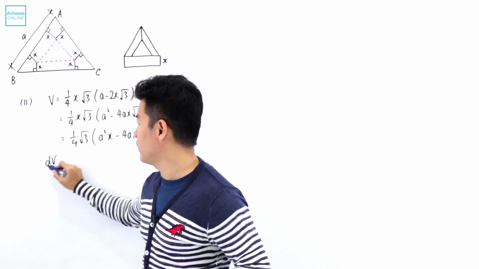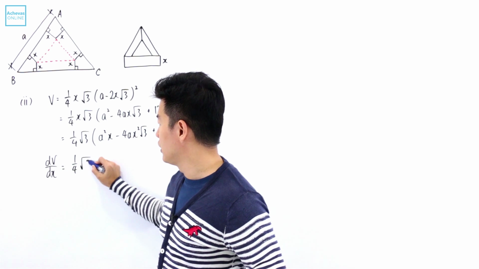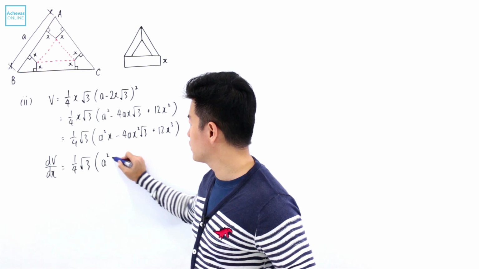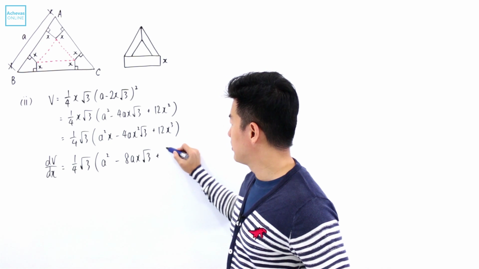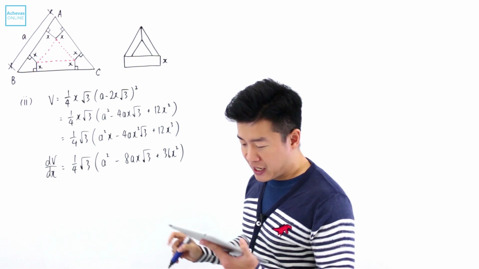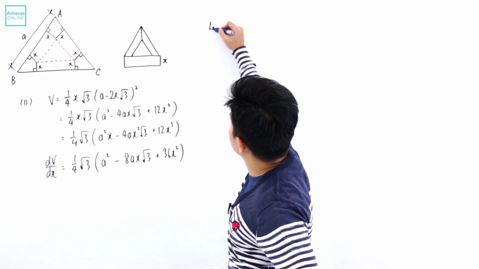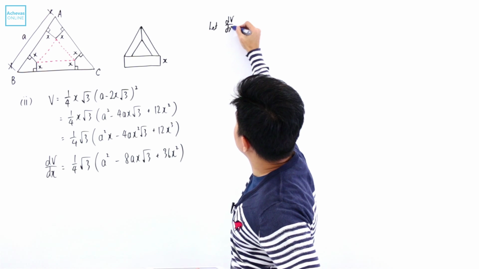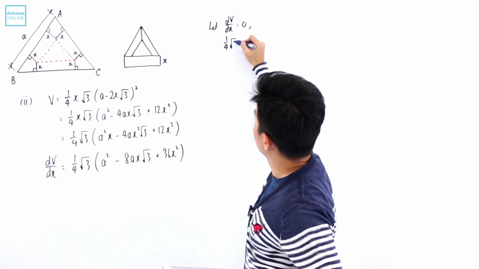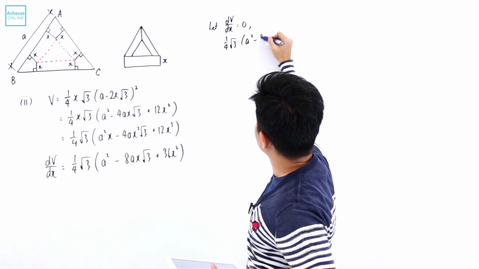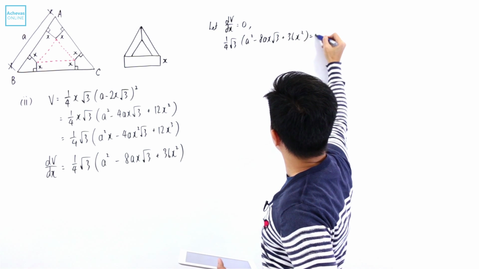Differentiating this with respect to x, I will get dv/dx equal to 1 over 4 square root of 3 a squared minus 8ax square root of 3 plus 36x squared. And I'm going to let dv/dx be equal to 0. So letting dv/dx be equal to 0, it is going to be 1 over 4 square root of 3 a squared minus 8ax square root of 3 plus 36x squared is equal to 0.